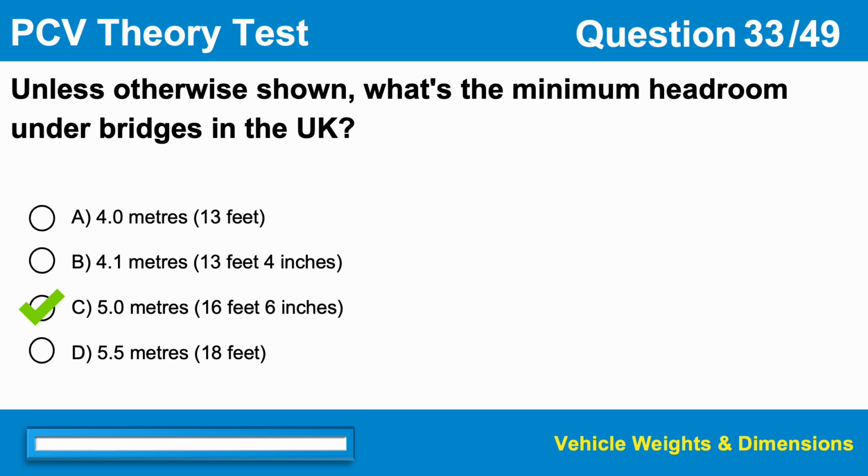The correct answer is C. Every year there are hundreds of incidents in the UK where vehicles hit railway or motorway bridges. Most involve buses, coaches and lorries. Make sure your route doesn't take you under a bridge that's too low for your vehicle. If you hit a bridge, you'll be putting yourself and any passengers at risk, and you could cause a major disruption to road and rail transport.